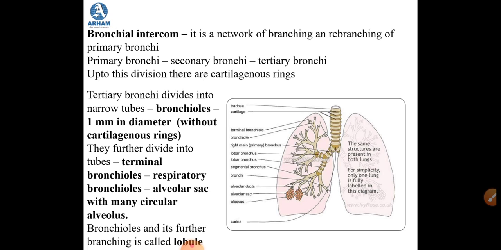And each of the respiratory bronchioles has the alveolar sac. So these alveolar sacs are made up of alveolus. The circular structures that you see in the alveolar sac are the alveolus. So you can say from the bronchioles, the terminal bronchioles, respiratory bronchioles, and the alveolar sac, this whole structure or this whole branching is known as the lobule.